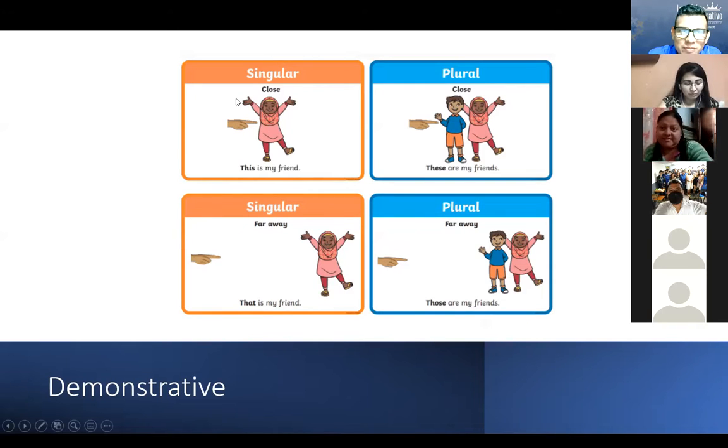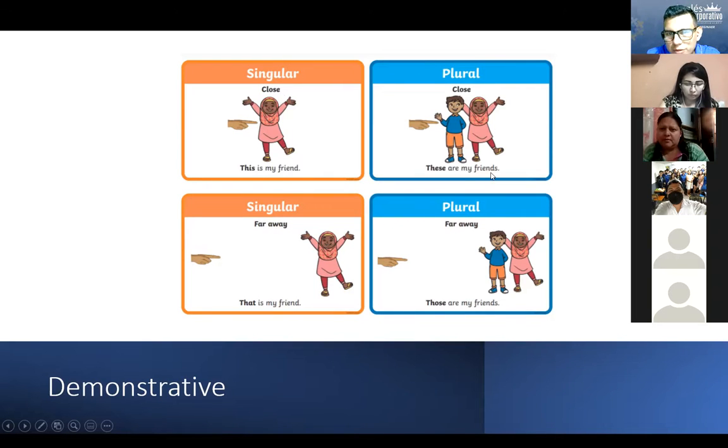Demonstratives. We have, for singular and close, this. For example, this is my friend. For plural and close, we have these are my friends. Also, for singular but far away, we have that. That is my friend. In plural and far away, we have those are my friends.